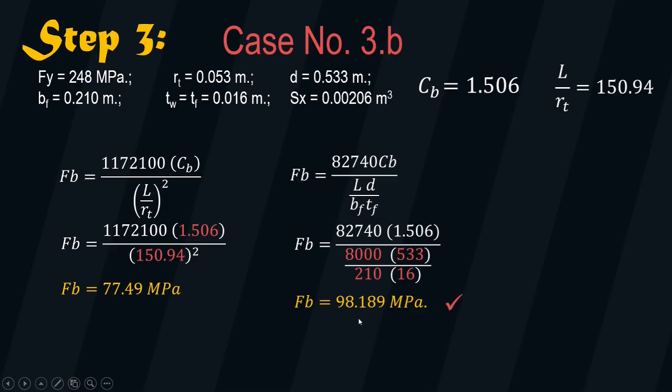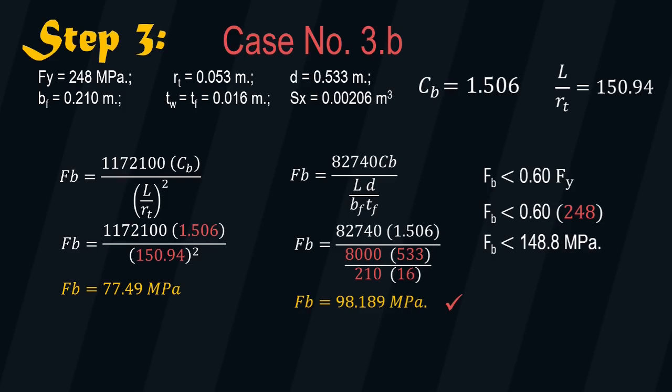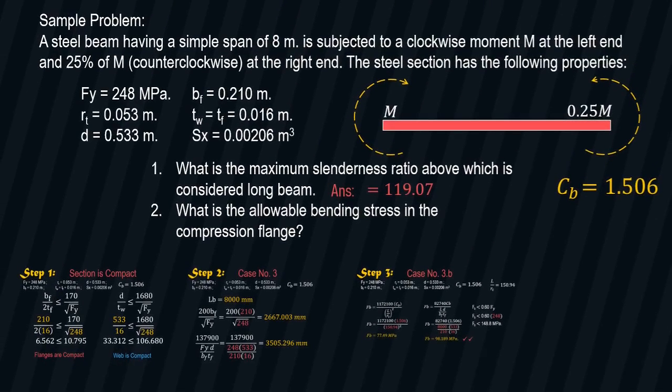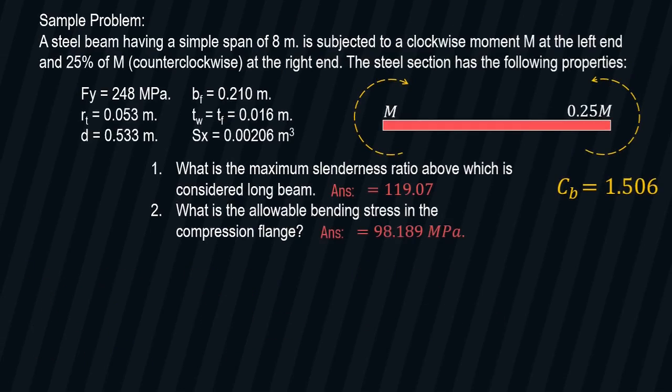But again, it's not yet the final answer, because you still need to make sure that it is lower than 0.60 Fy. And the value for 0.60 Fy is equal to 148.8 megapascal. Therefore, our answer is 98.189 megapascal for number 2.